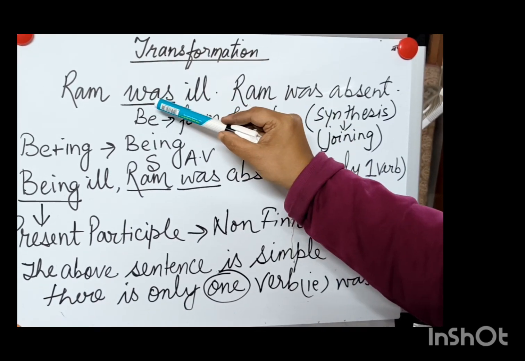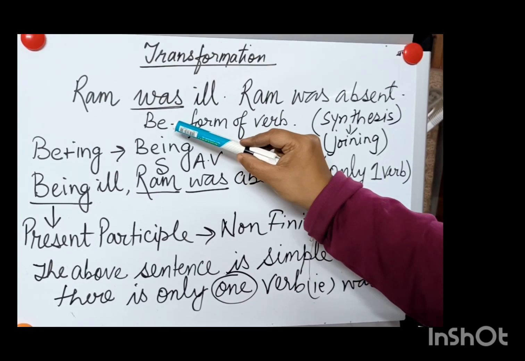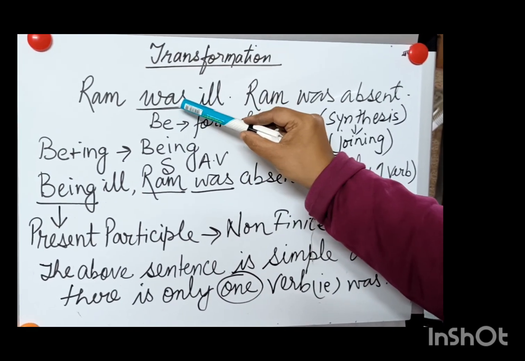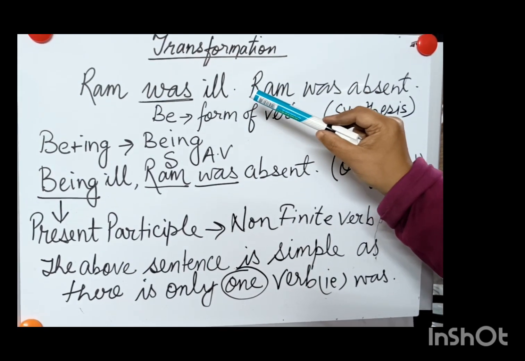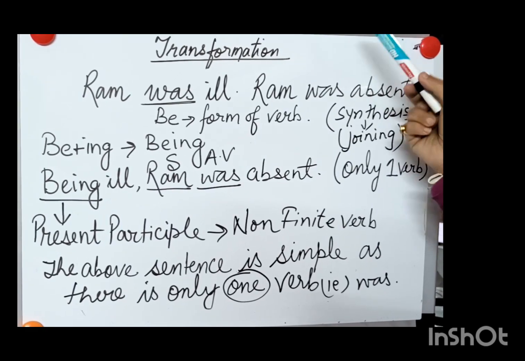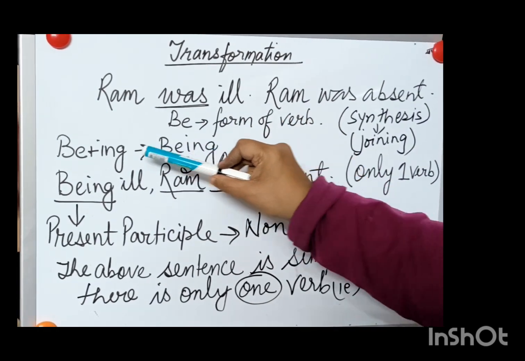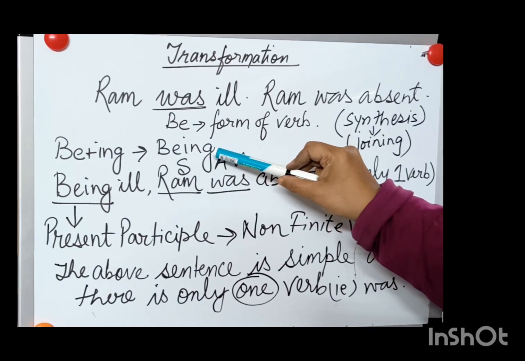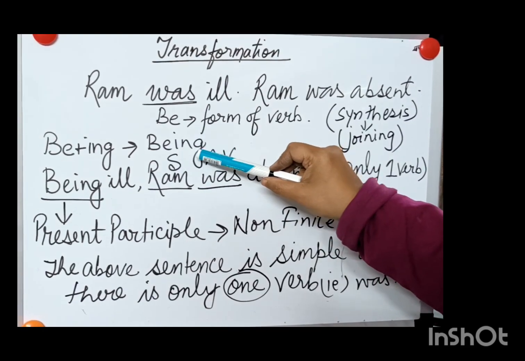There is only one helping verb, that is was. So this is the be form of the verb. So in order to make it a participle, as we know that the non-finites do not act as verbs. They do the function of some other part of speech. So this be form of verb, we will change it into a participle, that is be plus ing, because present participle is v1 plus ing. So we will write being.